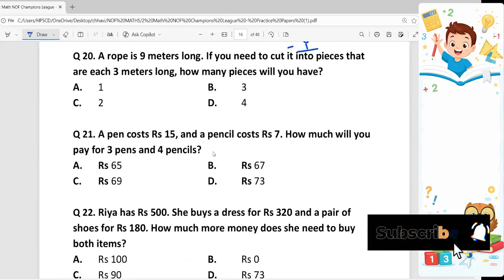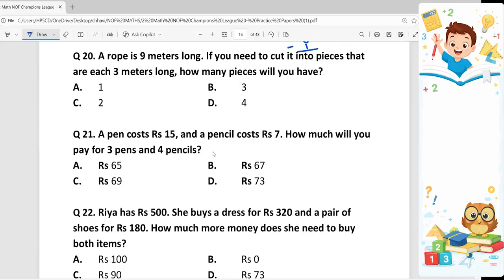20th question. A rope is 9 meters long. If you need to cut it into pieces that are each 3 meters long, how many pieces will you have? So we have to cut it into pieces. So let's divide it to get the exact number of pieces. 9 divided by 3, that is 3.